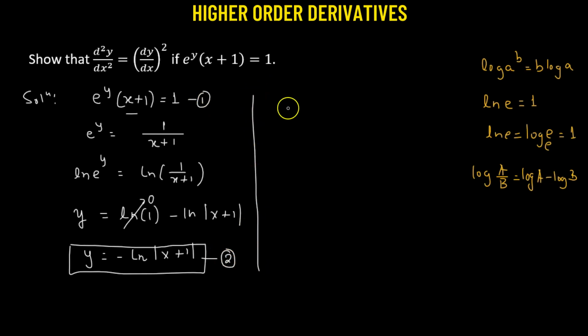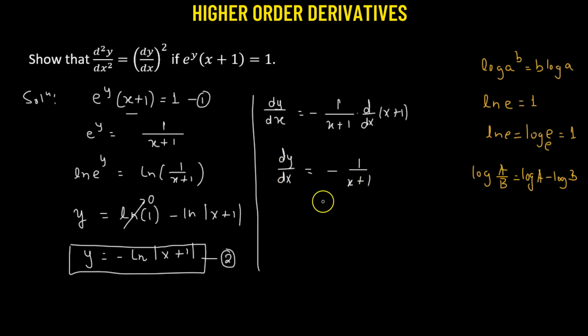Fine. Now that we have equation number 2, we'll take the derivative on both sides with respect to x. So we have the derivative of y with respect to x, which equals negative of the derivative of log of (x plus 1), so that's 1 over (x plus 1) multiplied by the derivative with respect to x of (x plus 1). Here we have applied the chain rule. So the derivative of y with respect to x simply gives us negative 1 over (x plus 1).